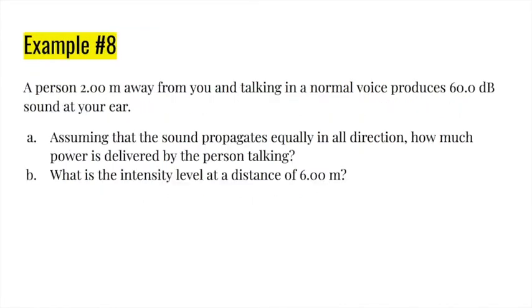All right, so we have an A and a B example to work here. Start with a person 2 meters away talking in a normal voice that's 60 decibels. We want to know how much power is being delivered by the person talking. We'll assume that the sound propagates in all directions in a sphere. Then in part B, we'll see what's the intensity level at 6 meters. We know that when we're up close to somebody, we can hear them whispering much easier than if we're far away. So we'll do some calculations that pertain to this to give us an idea of how that works.